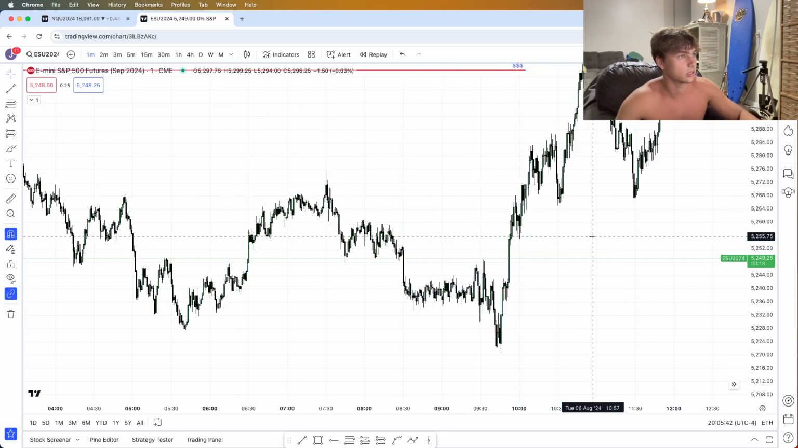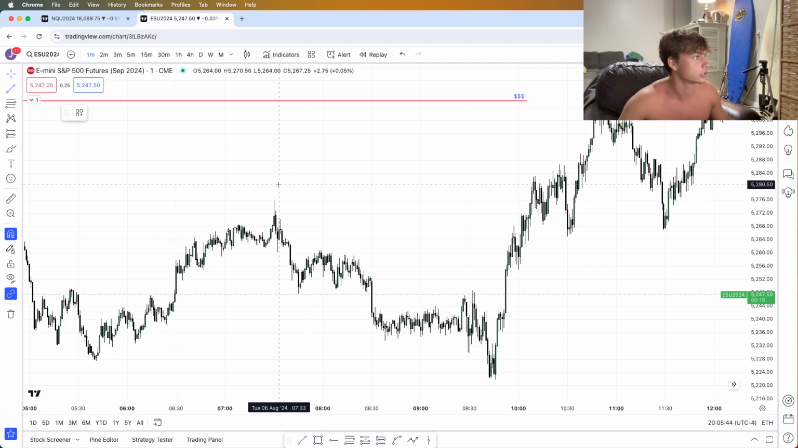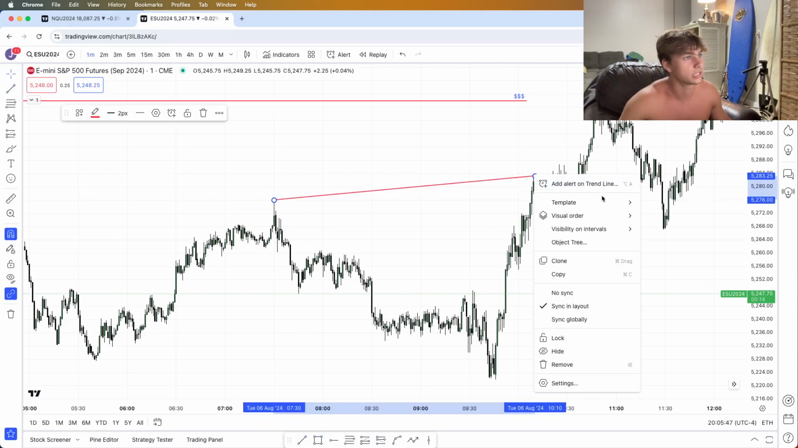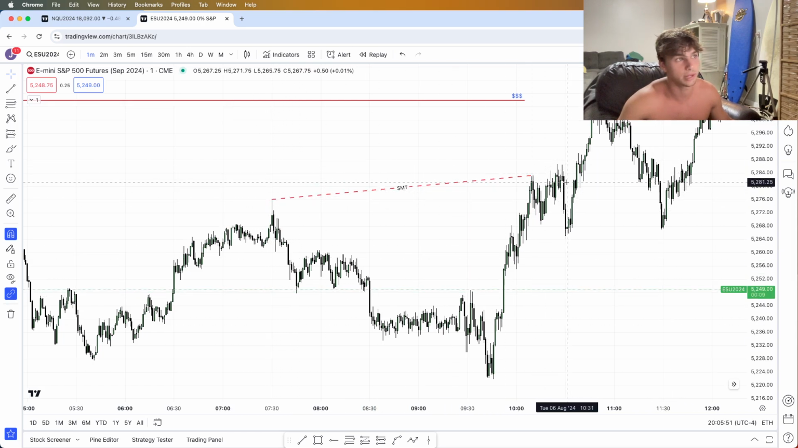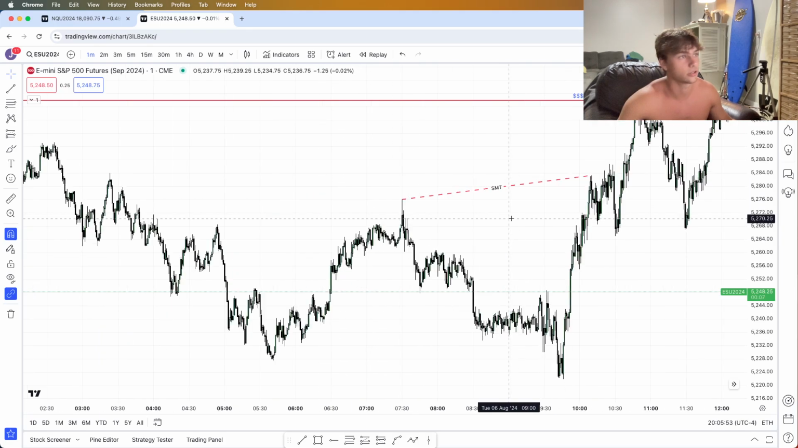we actually had a lot of things going on. So right here, we had an SMT with NQ and ES. We didn't run this high yet. As you notice, this is my entry on NQ, and look, we're higher here, right?